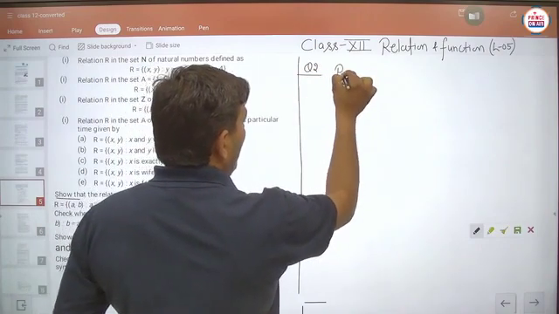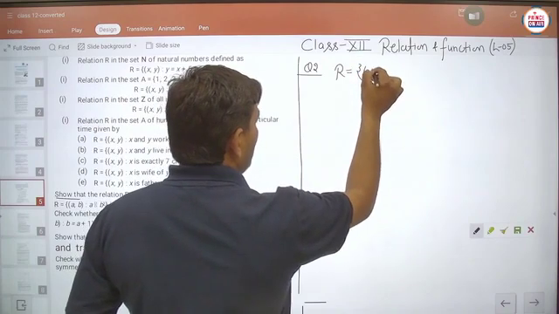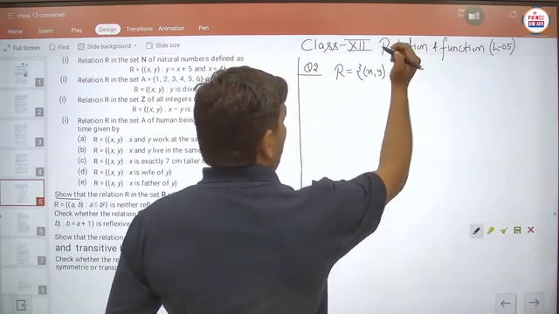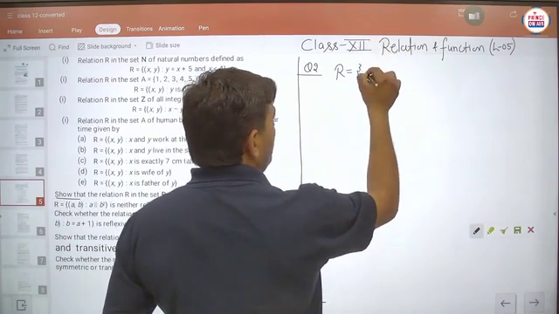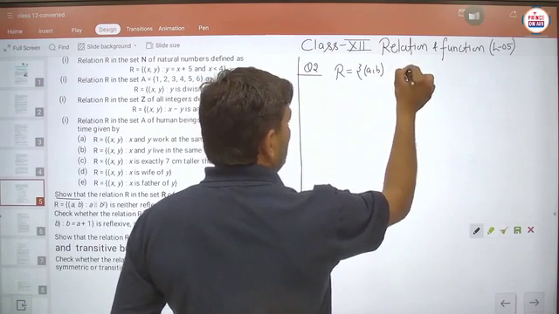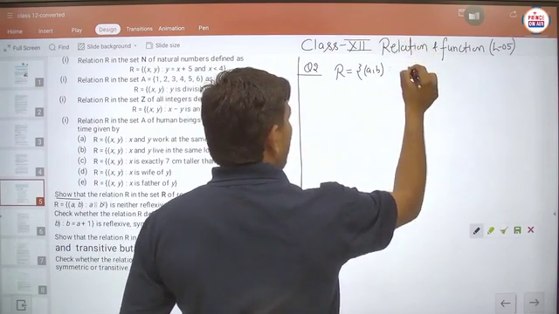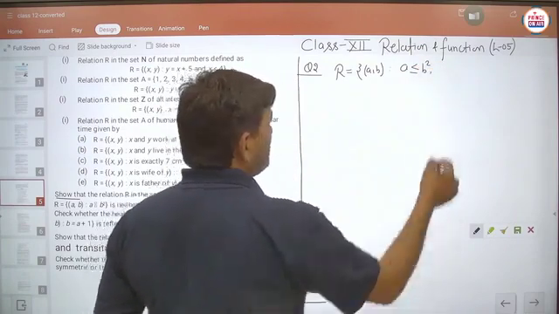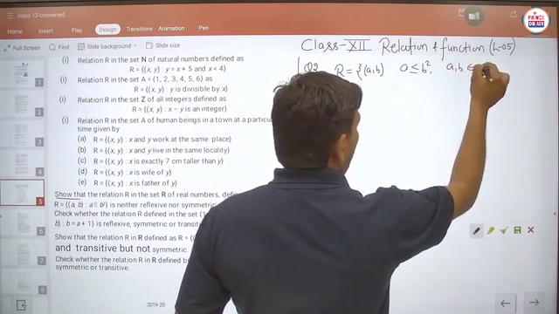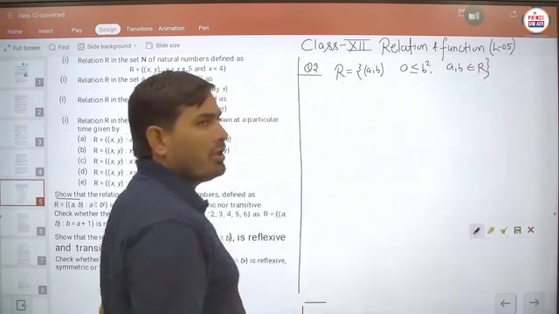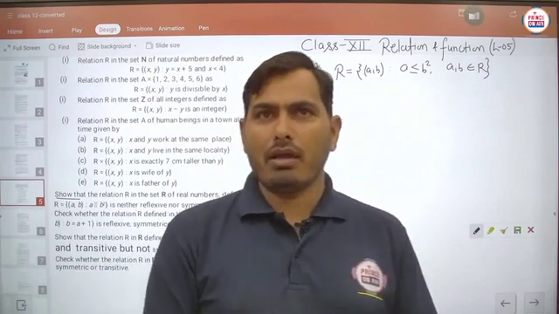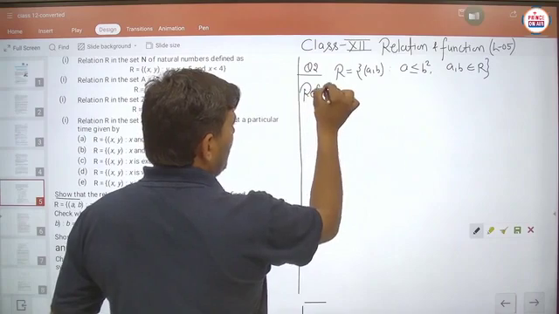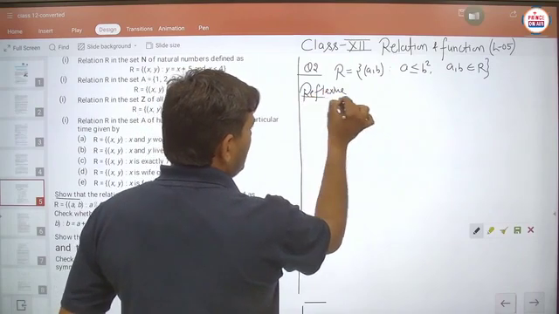First of all, R equals (a, b) such that a is less than or equal to b square, and both the numbers a and b belong to the real numbers, because this relation is defined on the set of real numbers. Is it clear? Now we have to check this relation, first of all, for whether it is reflexive or not.